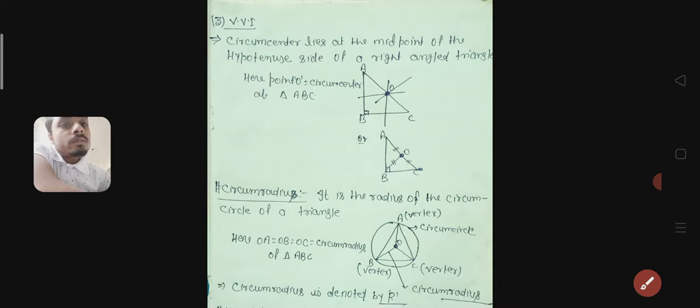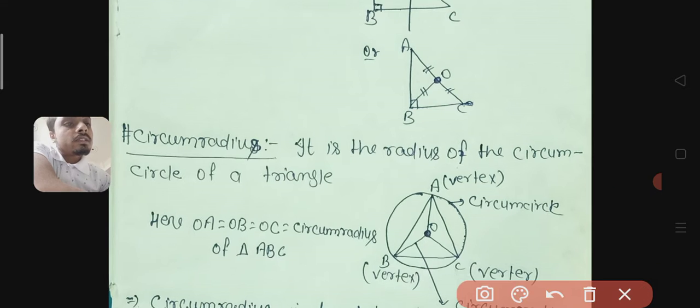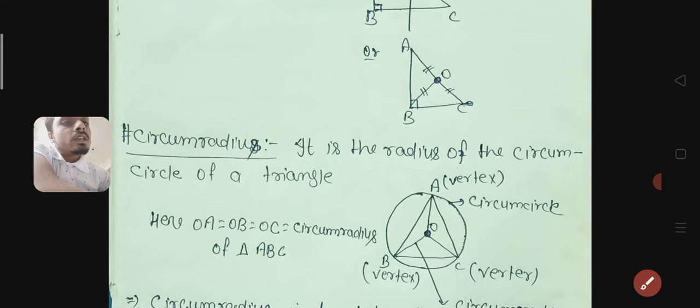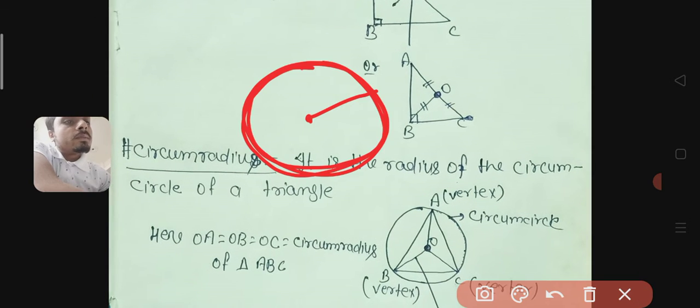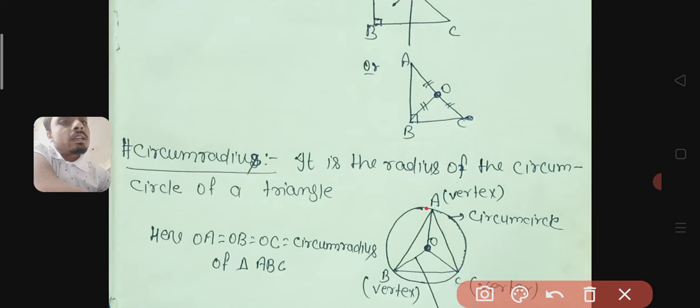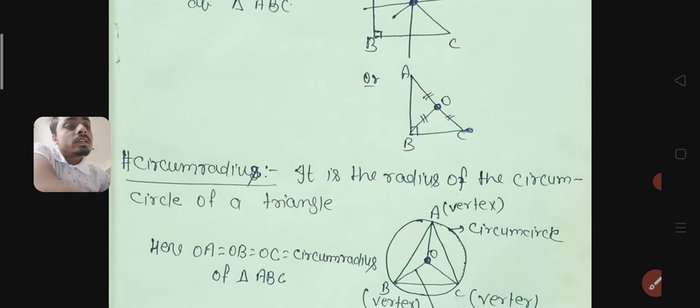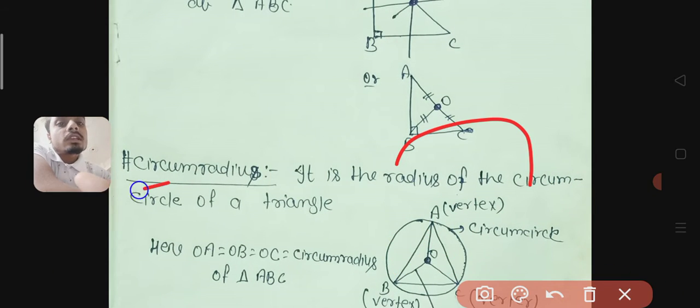Now we will discuss circumradius. Obviously you know that each and every circle has a radius. So what is circumradius? The radius of a circumcircle is called circumradius. If you draw a circumcircle, ABC is a triangle and this is the circle. That's why OB, OA and OC are circumradii of the triangle. So circumradius is very simple: the radius of the circumcircle of a triangle.